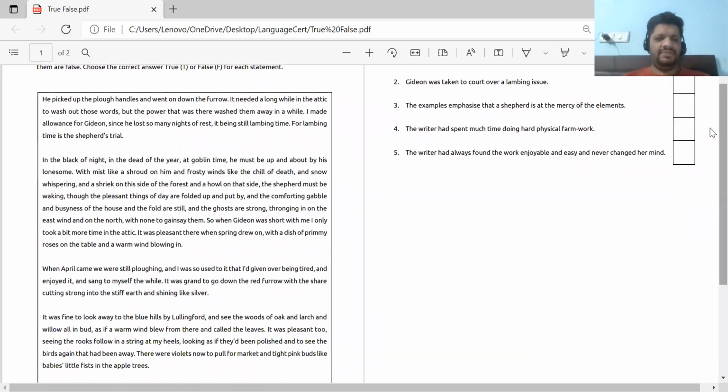He picked up the plow handles and went on down the furrow. It needed a long while in the attic to wash out those words, but the power that was there washed them away in a while. I made allowance for Gideon, or maybe I do not know the pronunciation. Let's say Gideon, since he lost many nights of rest, it being still lambing time, for lambing time is the shepherd's trial.